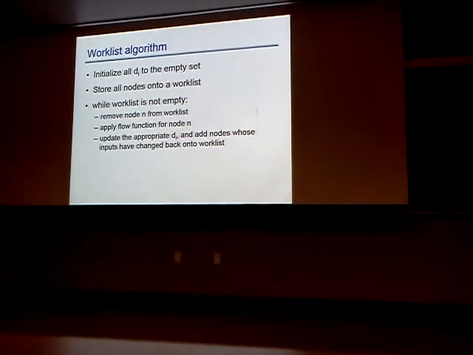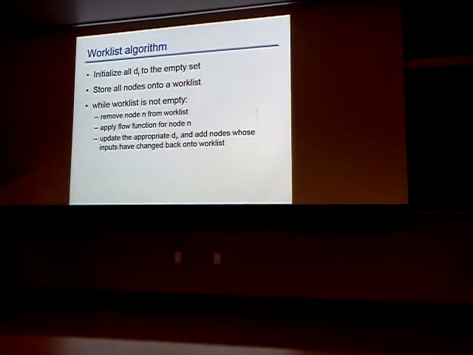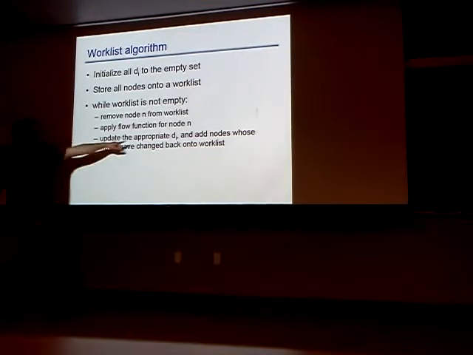And where do we get the information? We have a node, we have some incoming information. Where do we get that incoming information from? Well, we have all the DIs, right? We're storing all this information already. So we can look up all the information, apply the flow function. That'll give us the output, and then we just update our DIs appropriately.